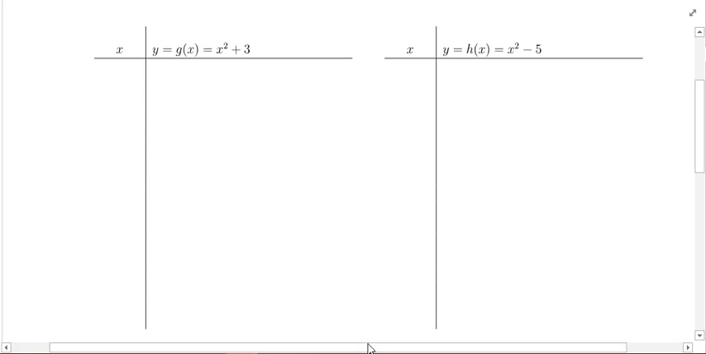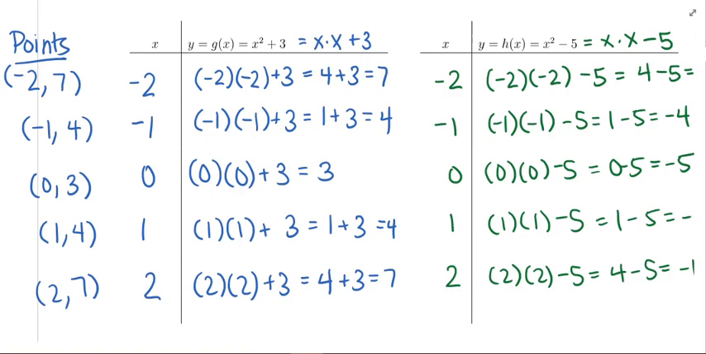I'm not going to bore you with the details. I am going to pause the video and make the table for each one of these 4 remaining functions and plot the points, and then I will resume the video. All right, I'm back. So first, let's talk about the tables.